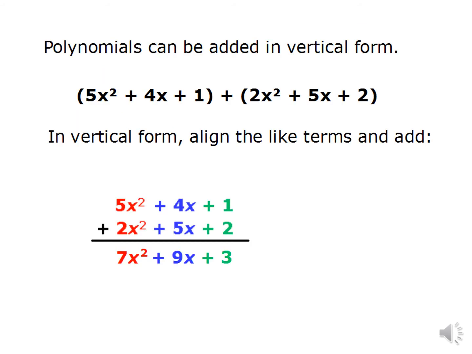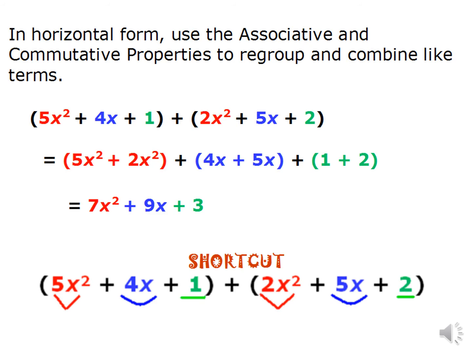Polynomials can be added in vertical form. That means you line them up with the like exponents underneath each other and then just add the columns. In some instances, I like using this form, and in other instances, I like doing it horizontally, where in the book they show you to rearrange them like this, where you put all of them together.